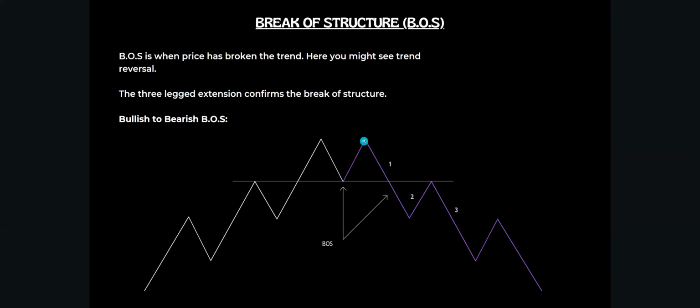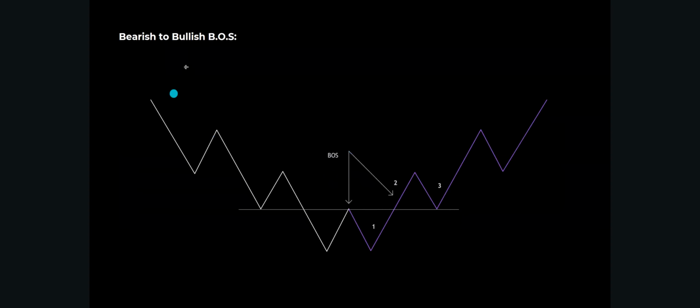We see number one again. Number one, the first leg, which broke the last higher low. The second leg, which is now creating the lower high, but not yet confirmed. But the third leg confirms that this is a new lower high. Therefore, now this is a bearish trend, right? So indication one, indication two, indication three. That is your three-leg extension. Vice versa, we have a bearish to bullish break of structure.